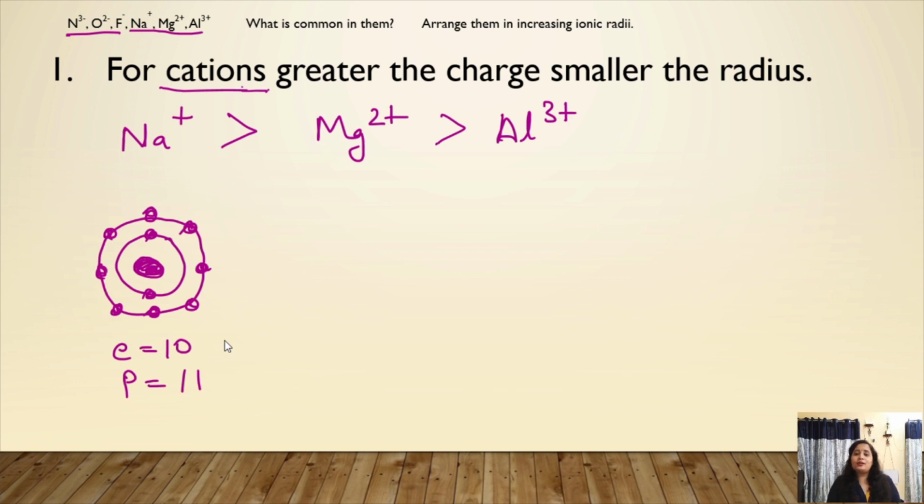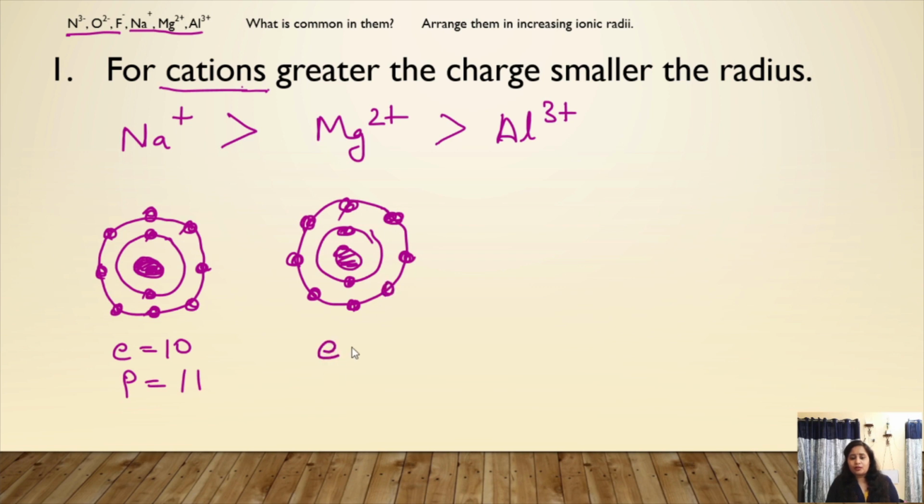So the parent atom has 11 electrons in case of sodium. So in case of sodium ion, the number of protons will be 11. Same in case of magnesium also. Number of electrons, I will draw once. Nucleus, then first and then second. See, 2 and 8, because the number of electrons is the same as these are isoelectronic species.